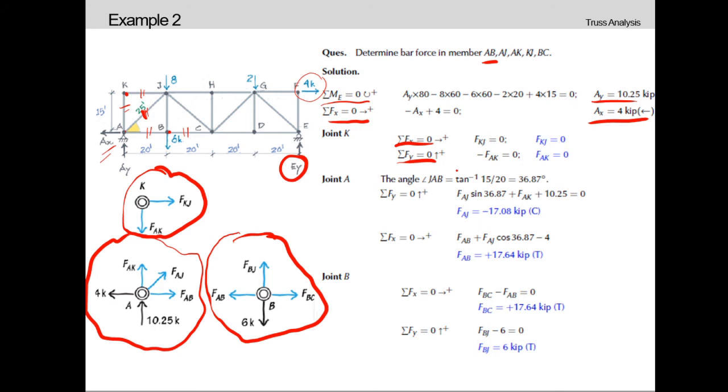We had done it in our previous example, so it is actually the same procedure. So firstly, starting with joint K, if we apply summation of f of x, we will get the value of FKJ as equal to 0, and similarly the value of FAK, that means y directional forces. As there are no y directional forces or loads, the value of FAK will be equal to 0. Similarly, we can complete the task by applying summation of f of x and summation of f of y at joint A and joint B as well.